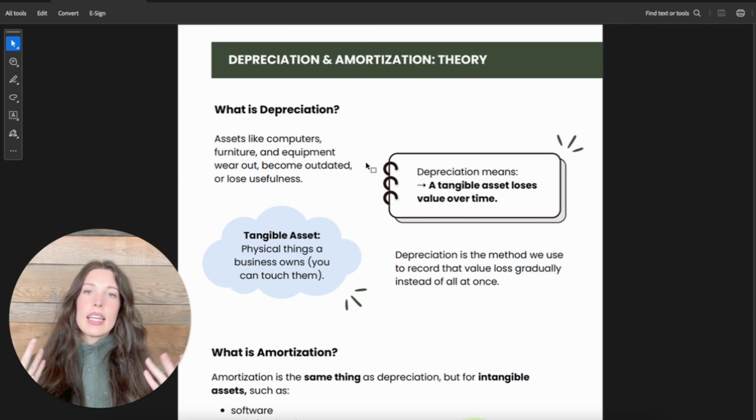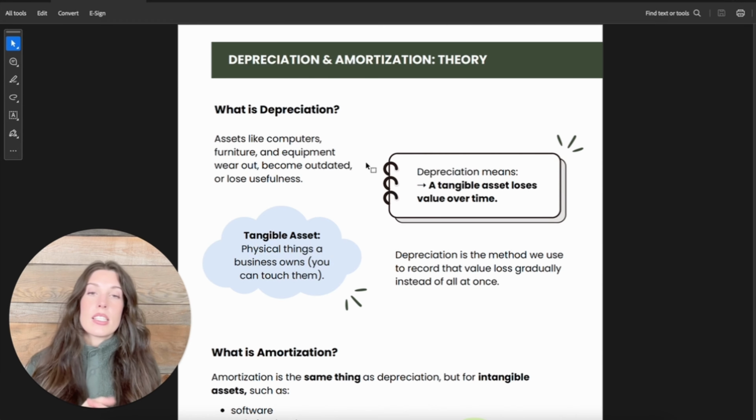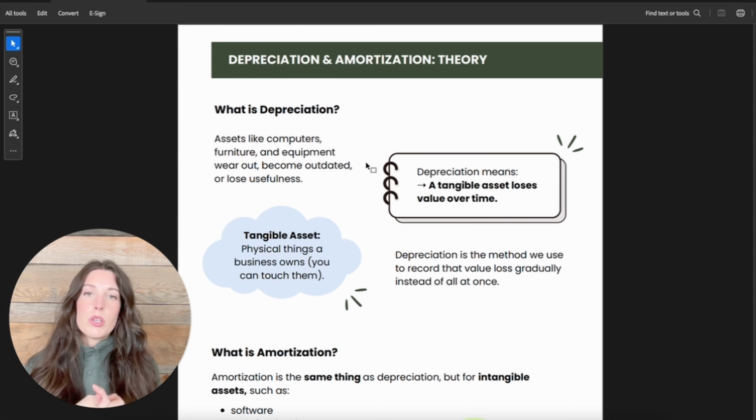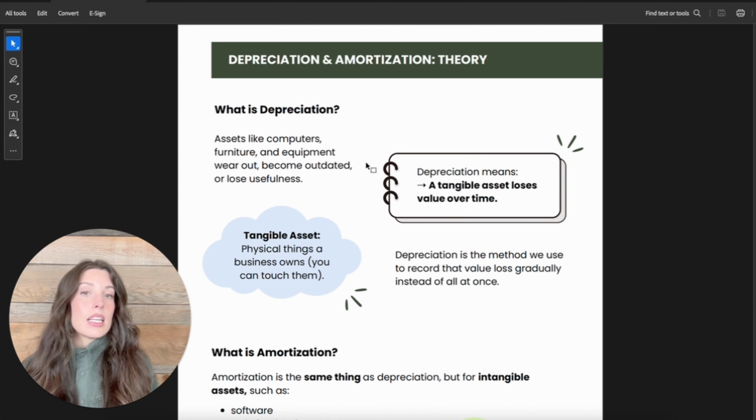So what even is depreciation? Depreciation is just the accounting word for the idea that assets lose value over time. Think of things like computers, equipment, vehicles, or furniture. These things wear out, they get older, they become less useful, and they're not worth the same as when they were brand new. Depreciation is simply how we record that natural loss in value over the years, instead of expensing everything the moment it's purchased.